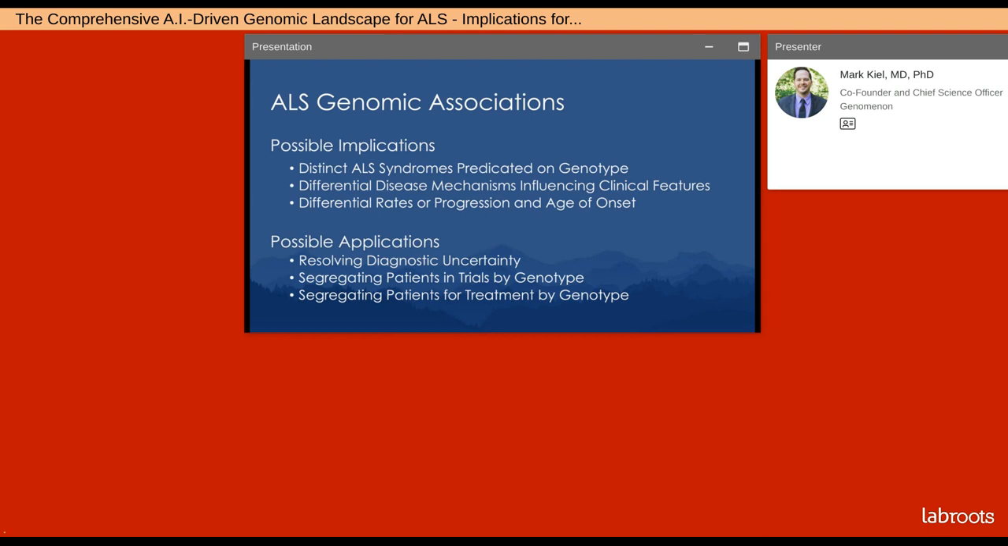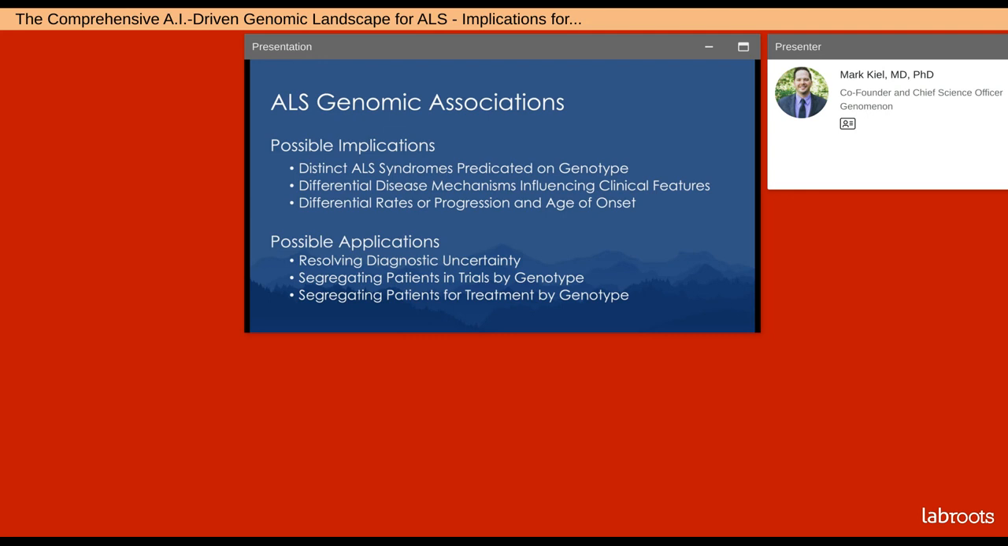Similarly, having this understanding from this data allows one to better understand all of the idiosyncratic disease mechanisms across all of these different genes and how those disease mechanisms at the biochemical level may be influencing the clinical features that we alluded to in those trends that I highlighted.